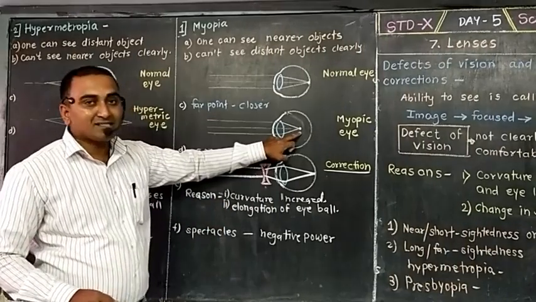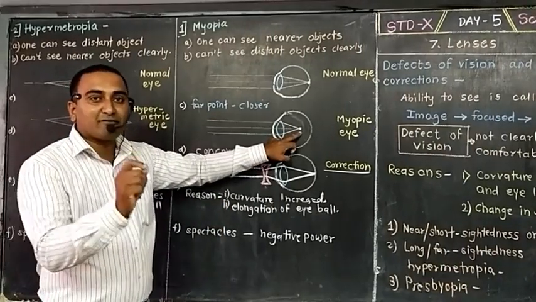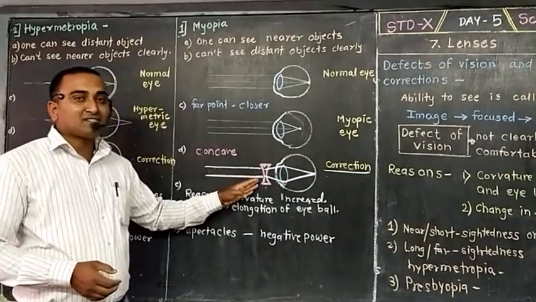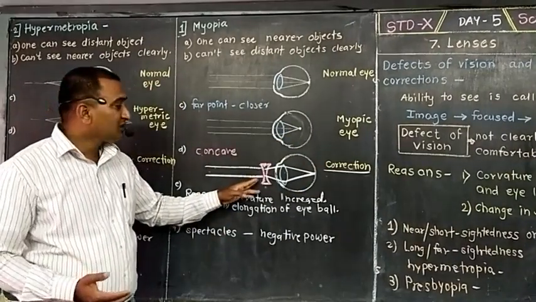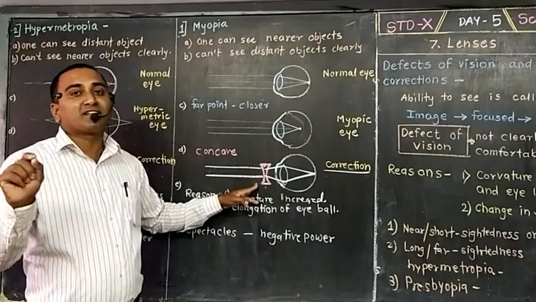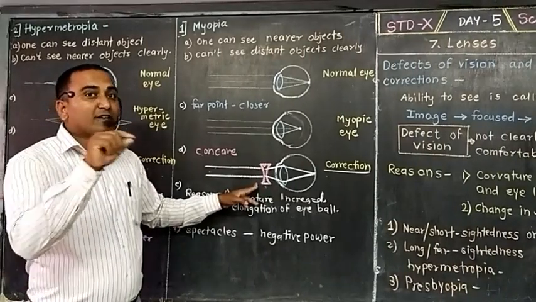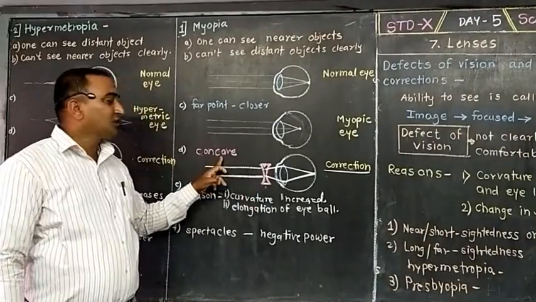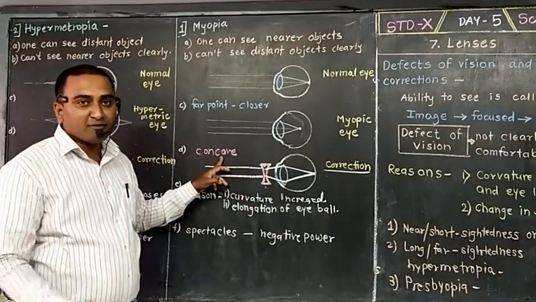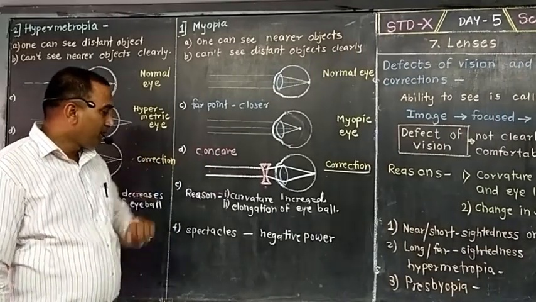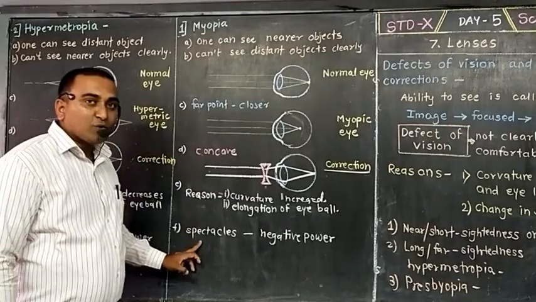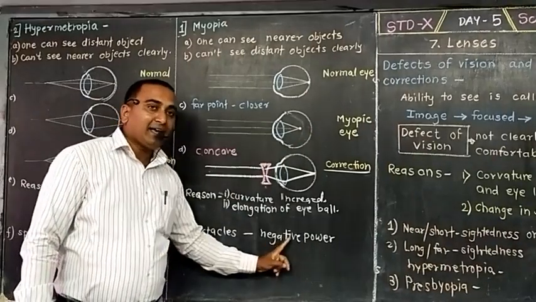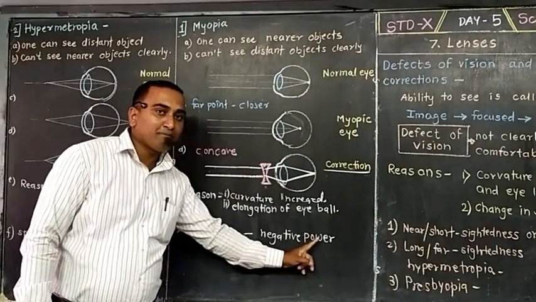So, in case the image is forming in front of the retina, what is the correction for that? One can use a concave lens according to requirement. According to the defect, how much defect is there, according to that we should use a concave lens of a different focal length or different power. So the person who is using spectacles to correct the myopic eye uses lenses of negative power.